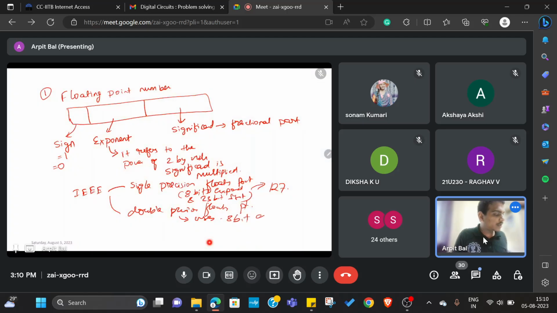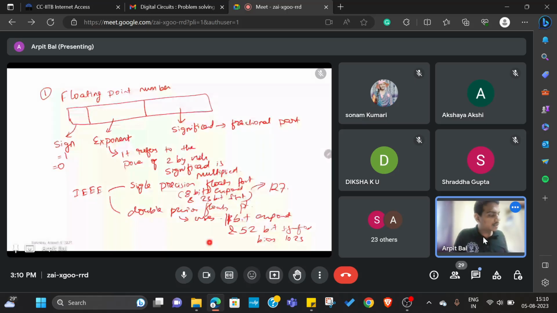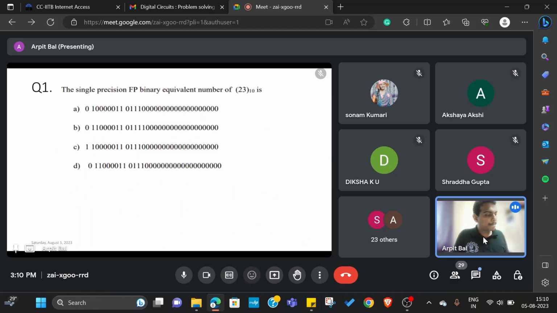Similarly, double precision uses an 11-bit exponent and a 52-bit significand, and here the bias is 1023. Okay, so this is just the basics, and we can start with the numericals.